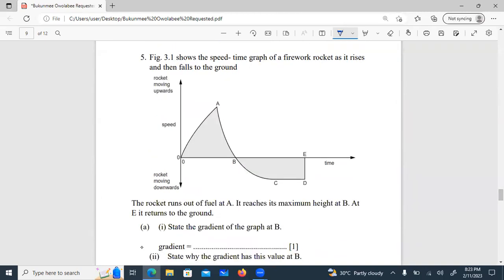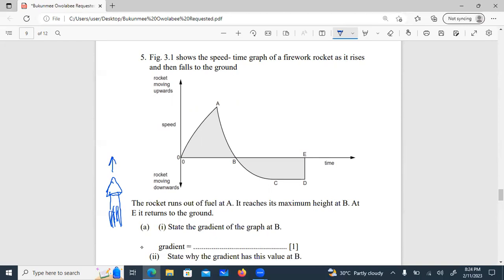Figure 3.1 shows the speed time graph of a firework rocket as it rises and then falls to the ground. So the rocket rises upwards, okay? And let's assume this is the rocket. This is what the rocket looks like. Then you have flames. So the rocket rises upward, okay? So after some time, the flame stops burning.